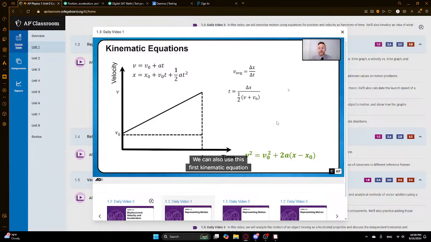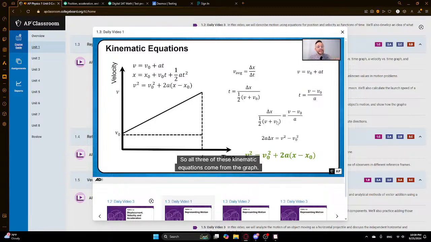We can also use this first kinematic equation and solve it for time. When we do that, we see that time is the change in velocity divided by the acceleration. I can set these two terms equal to each other. I can cross multiply, so I'm going to have 1/2 final velocity plus initial velocity times final velocity minus initial velocity. And that's going to equal acceleration times delta x divided by 1/2. And so it reduces to this. And then if I rearrange that, I can get this equation.